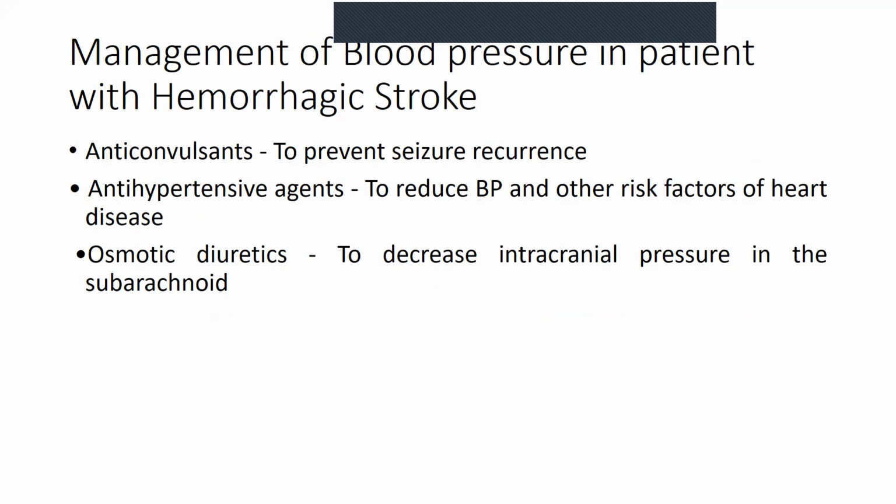Management of blood pressure in patients with hemorrhagic stroke. In case of hemorrhagic stroke, first of all, to prevent seizure, we should give anticonvulsant drugs, and to reduce BP if the patient is already under chronic illness or under any other medications, we should give antihypertensive drugs to reduce blood pressure. Osmotic diuretics also can be given to decrease intracranial pressure in the subarachnoid space.